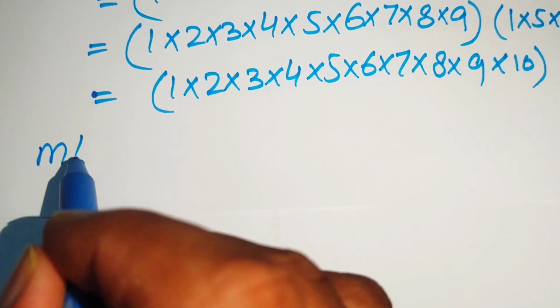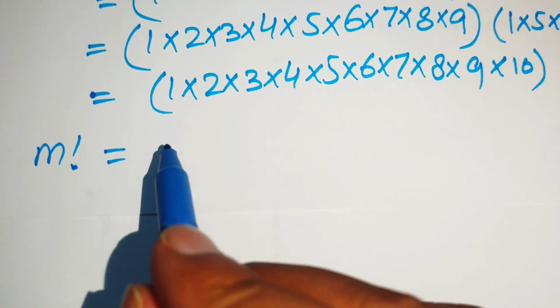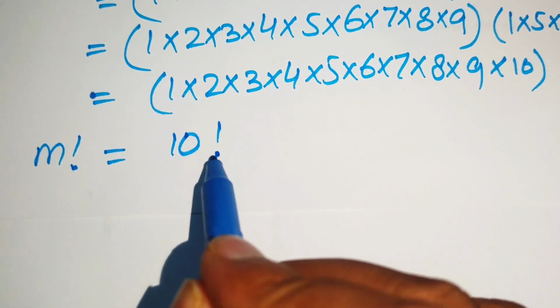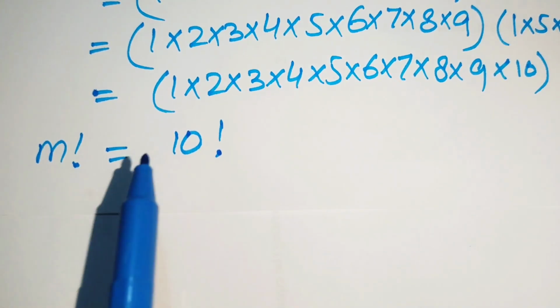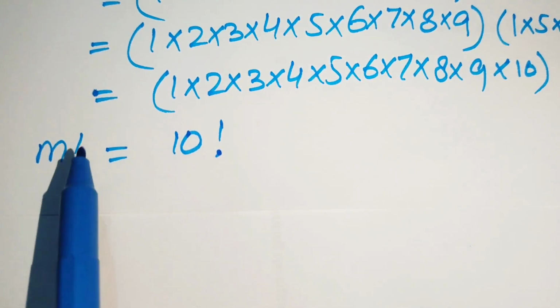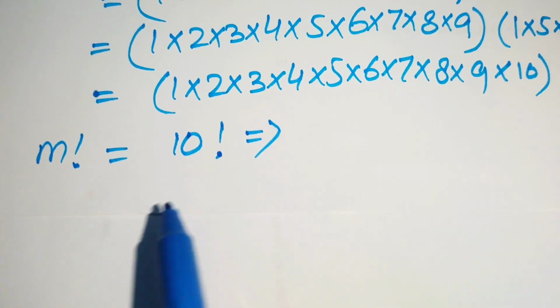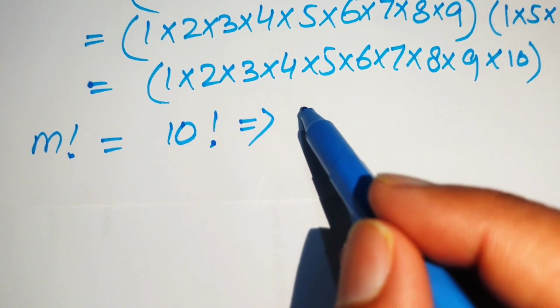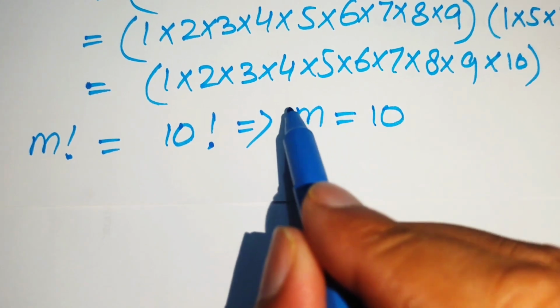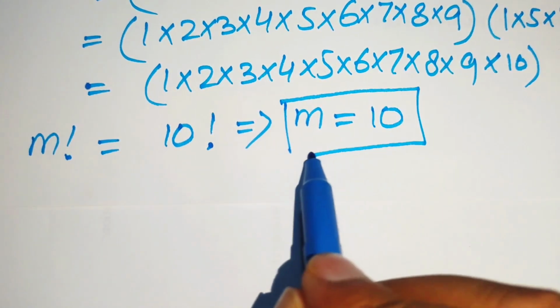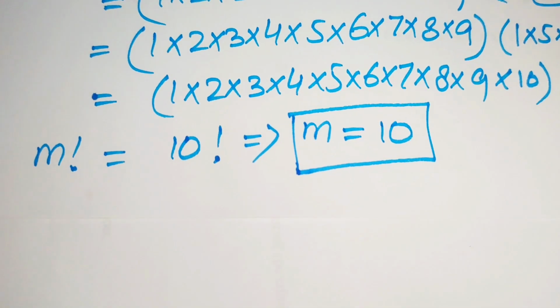So here we have m factorial is equal to 10 factorial. So here you see that the factorial sign is on both sides, so this factorial sign is cancelled out by each other, and we just get the value of m is equal to 10. So this is our final answer of this question.